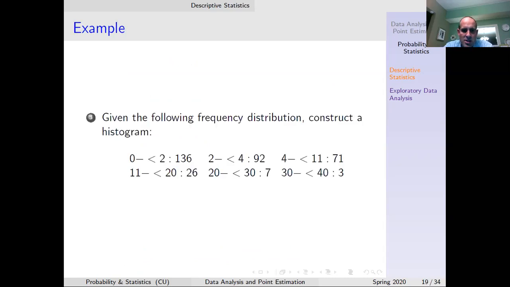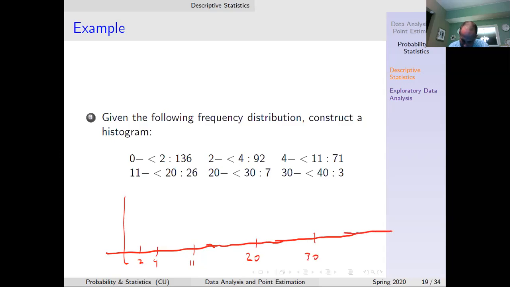Given the following frequency distribution, construct a histogram. So what would a histogram look like in this case? Well, the frequency distribution would look something like this. So 0 to 2, and then 2 to 4, then 4 to 11, then 11 to 20, then 20 to 30, and then 30 to 40. I'm just roughing this out a little bit.